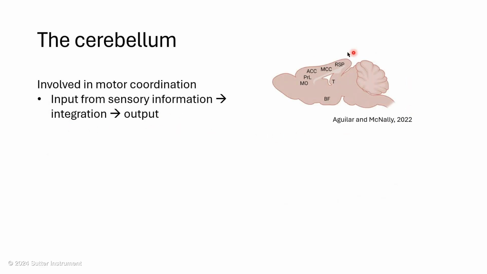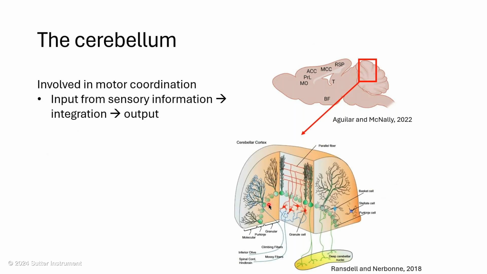This is just an illustration of a sagittal view of a mouse brain. And here we have the cerebellum on top of the midbrain. If we take a look at one of these structures inside the cerebellum, this is called a cerebellar lobule. We can zoom into this and see what's called the cerebellar cortex, which involves a bunch of different neurons that regulate the output of the cerebellum.